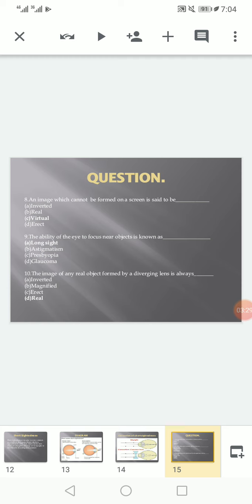Let me repeat this question again. An image which cannot be formed on the screen is said to be virtual. The ability of the eye to focus near objects is known as long sight, and the image of any real object formed by a divergent lens is always virtual.